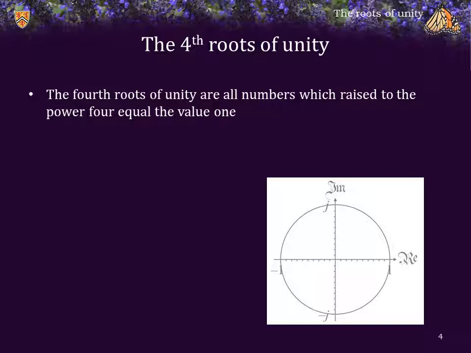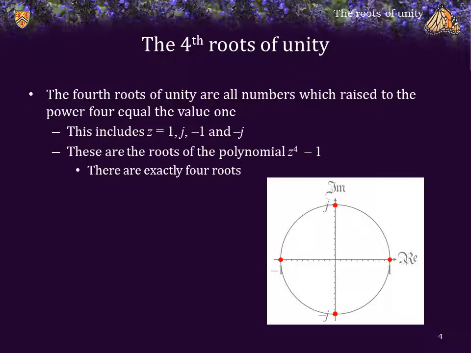The fourth roots of unity are all numbers which, raised to the power 4, equal the value 1. Well, we've already seen that as well. This includes 1, j, negative 1, and negative j. Each of these raised to the power 4 will equal 1. These are, again, the roots of the polynomial z to the fourth minus 1. You can plug any of these into that polynomial and you will get the value 0. And there are exactly 4 such roots. Because these 4 are unique, these must be all of them.